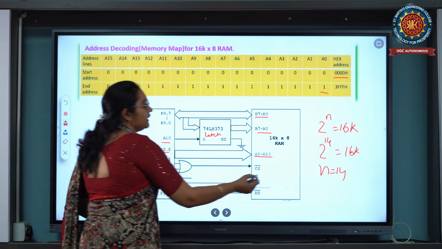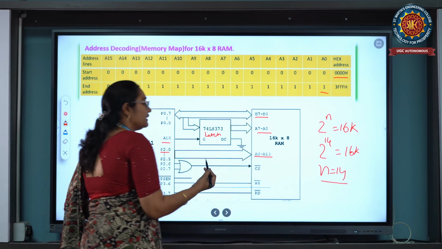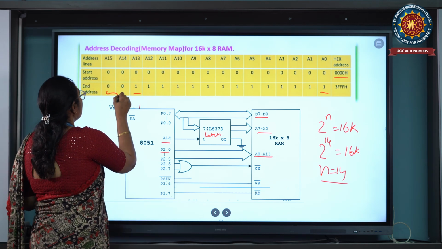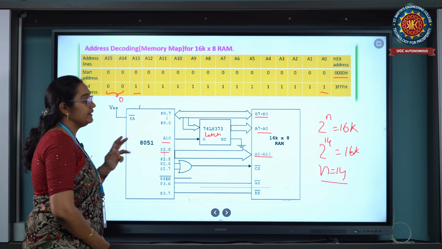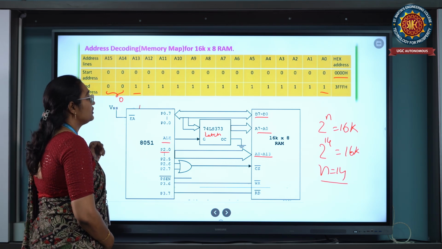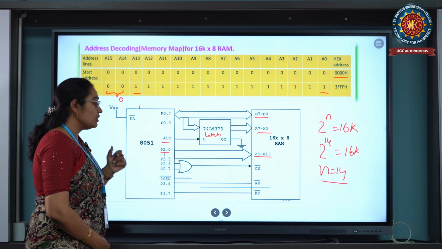That means we are using n equals 14. The remaining bits are not used. The remaining bits, A14 to A15, are 0. Then only can we interface the 16 kilobytes of random access memory with the 8051 microcontroller.